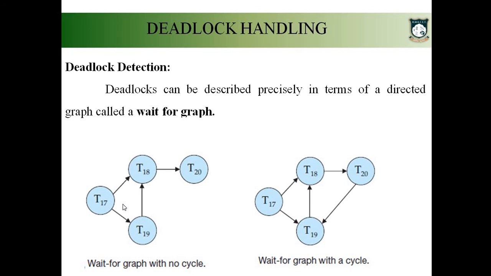Now on the left side you can see the graph without a cycle, but on the right side you can see the graph with a cycle. What is my graph with a cycle? It means that there exists a cyclic path. There is a cyclic path between T19, T18, T20, right? T19, T18, T20, again T19. So there exists a cyclic path. So if there exists a cyclic path, it means that the system has entered deadlock state.